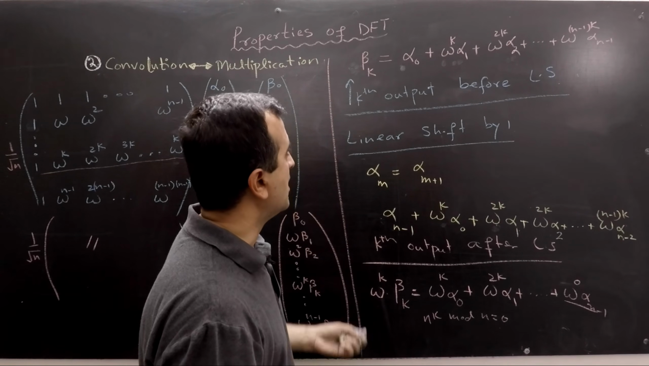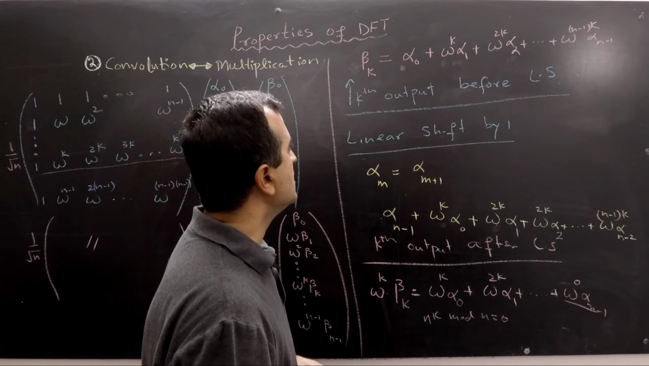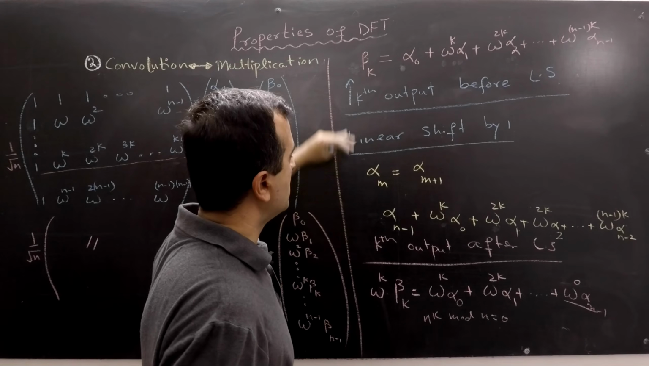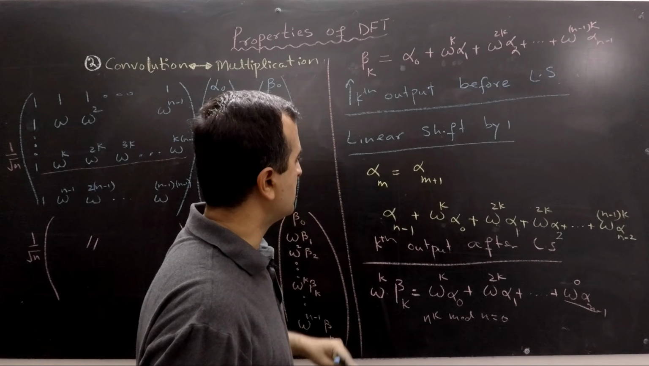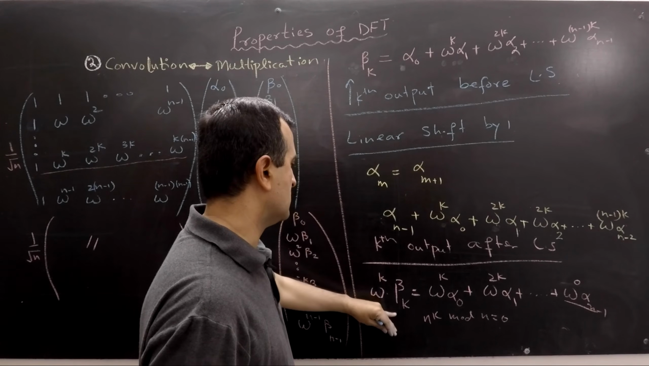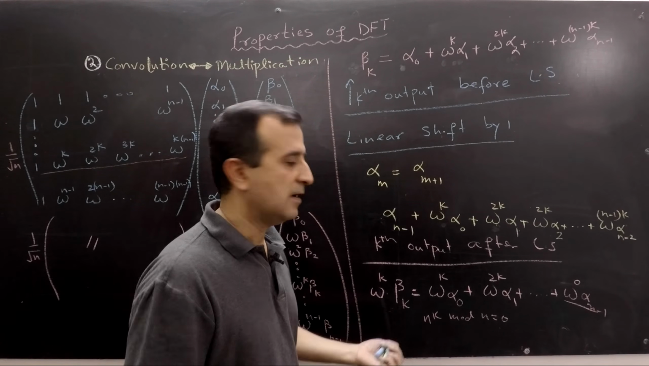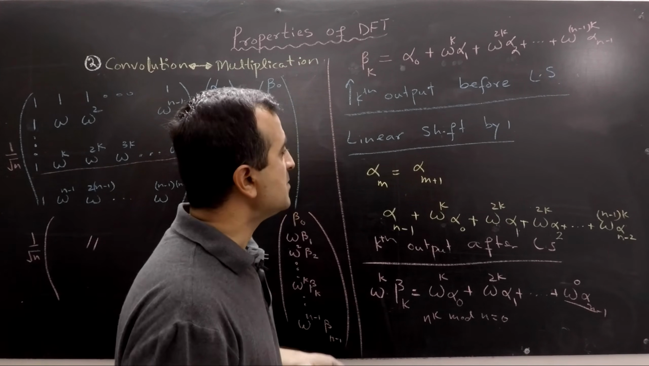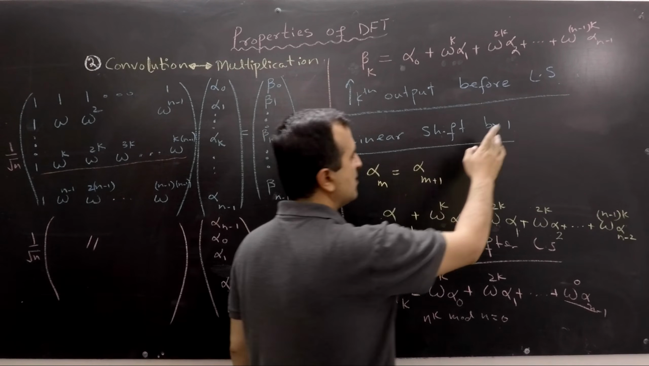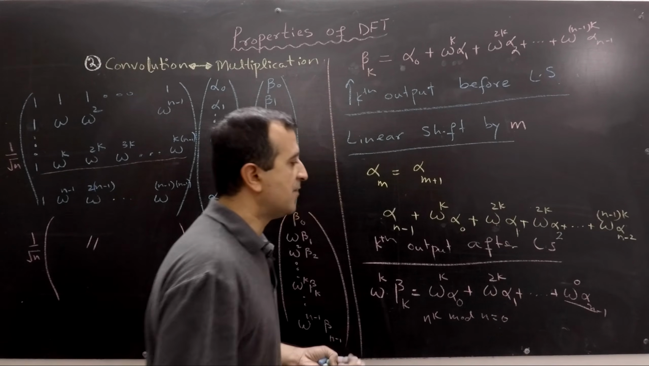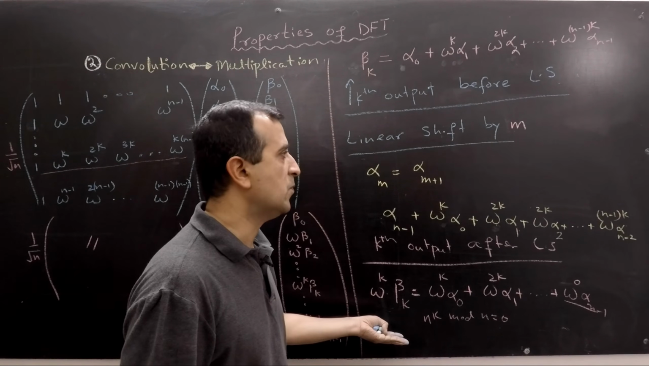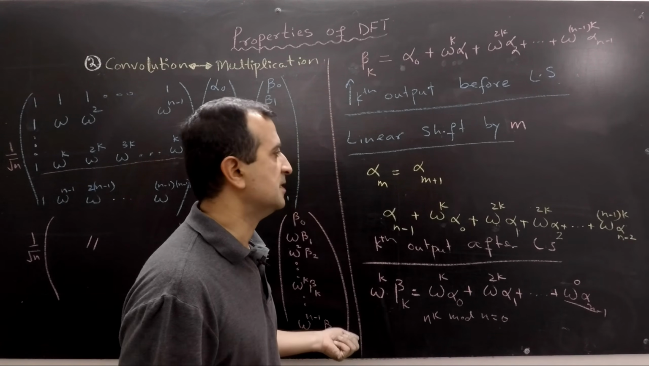So the key is that my output remains the same after linear shift by 1, only I have a phase attached to that output, and phase is ignored when I measure that output. Similarly, if I do my linear shift by any other number m instead of 1, then once again I have a different phase attached to my output, but my output will remain the same.